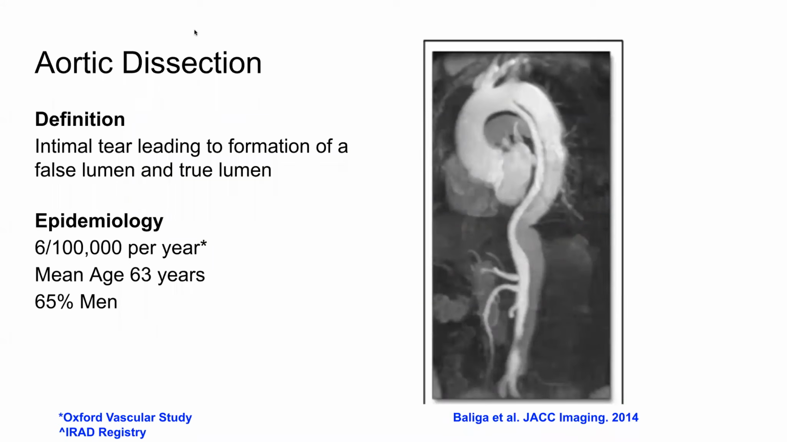Here we see an example of aortic dissection by MRA, magnetic resonance angiography. The key is that you see two lumens here. You have a lumen on the inside here, and then you have a lumen on the outside here. So in aortic dissection, you get an intimal tear leading to formation of a false lumen and a true lumen.